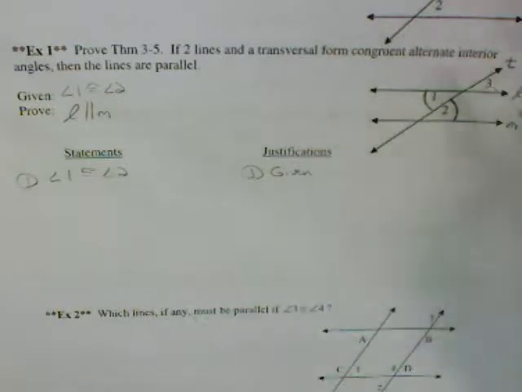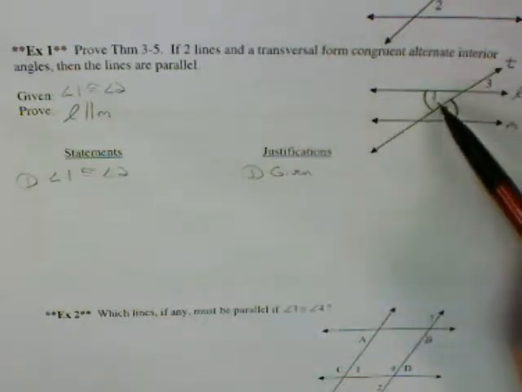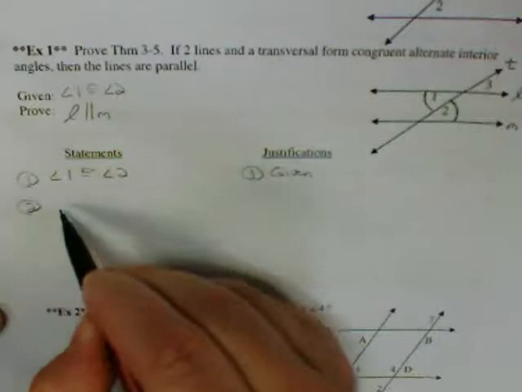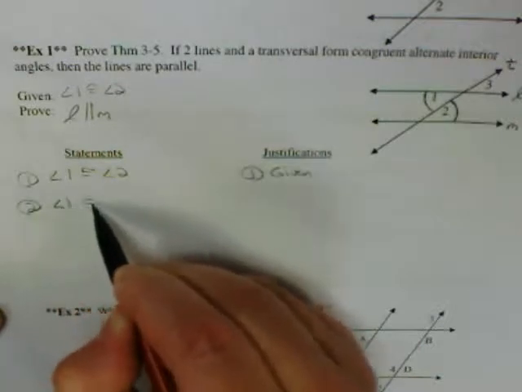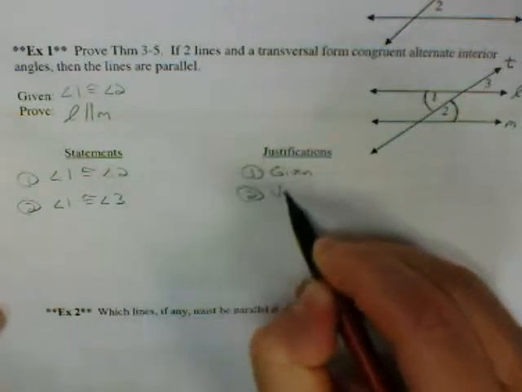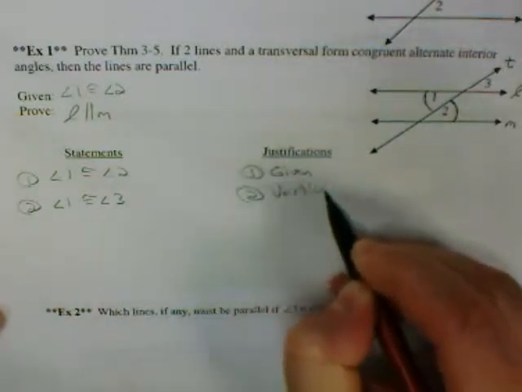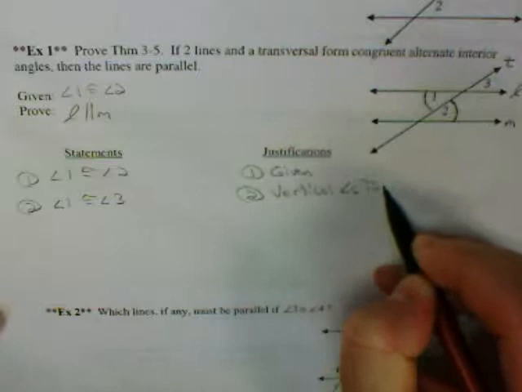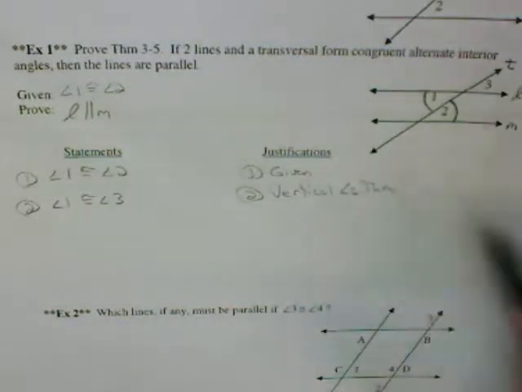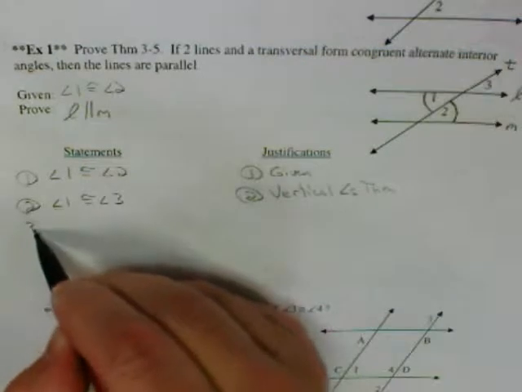And you look at 3 relates to 1 because they are a pair of vertical angles. And we know from a previous theorem that vertical angles have to be equal. So we're going to say that angle 1 is congruent to angle 3. And we know that because of the vertical angles theorem. That's the theorem that says vertical angles are congruent. You can either write the name or the actual theorem.